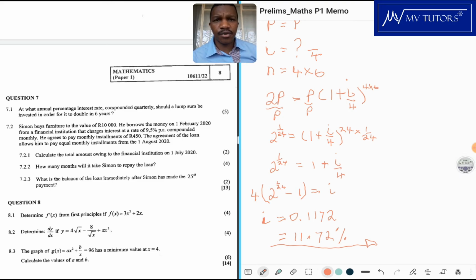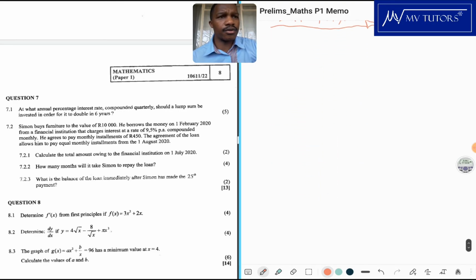It says 7.2. Simon buys furniture for the value of 10,000. He borrows the money on the 1st of February 2020 from a financial institution that charges interest at a rate of 9.5% per annum, compounded monthly. He agrees to pay monthly installments of 450. The agreement of the loan allows him to pay equal monthly installments from the 1st of August 2020. Okay, thank you. Let's see what's going on here, Simon.